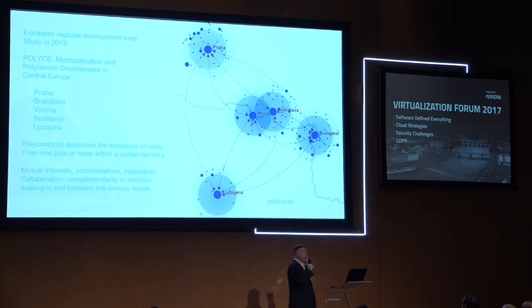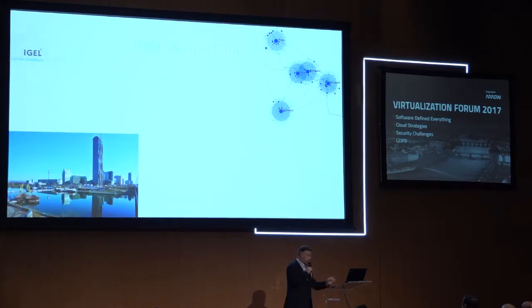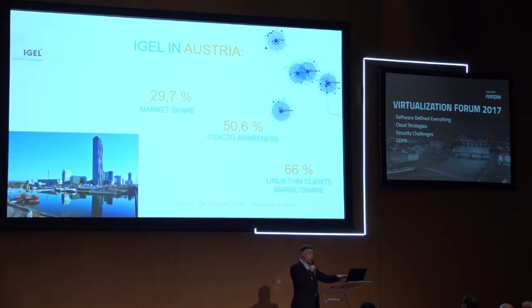So that was the basis for building up a so-called flagship office showroom. I will show you in a second what that is. Those are the numbers of Austria. We have 29.7% market share. We have a 50% awareness, so everyone knows the little plush hedgehog in Austria. And we have a market share of Linux systems of about 66%. And that was the reason why Igel, which is a German-based company, decided the main country and the main city for bringing them all together will not be Bremen in northern Germany, it will be Vienna in Austria.